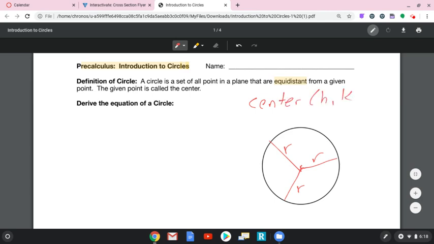Now, the center is constant too, because the center of the circle will always be (h, k). It will be whatever x and y coordinates my center falls on. However, these points on the circle are going to vary. So I can have a point here, a point here, a point here. That point on that circle can vary.